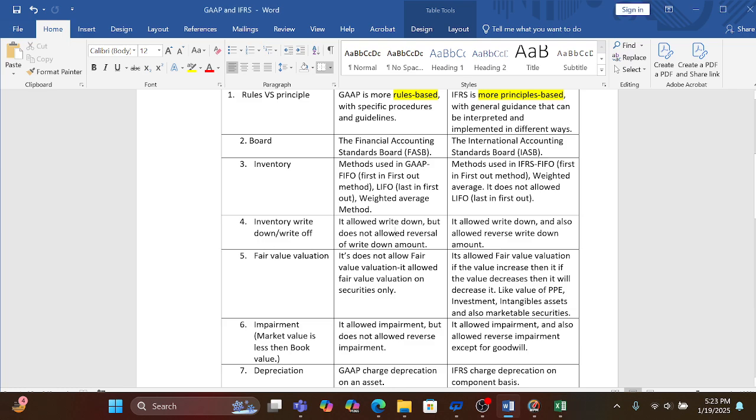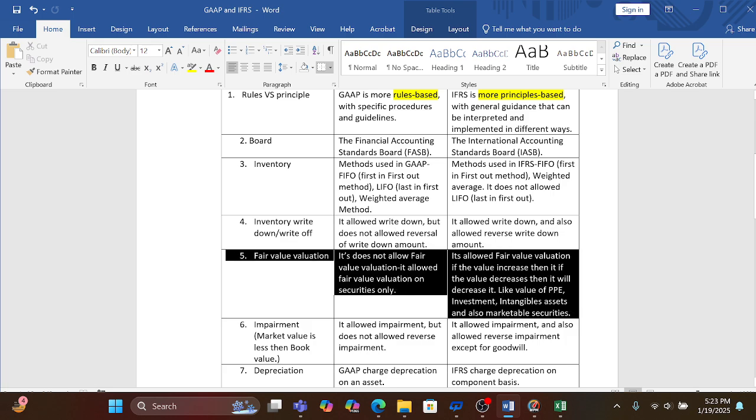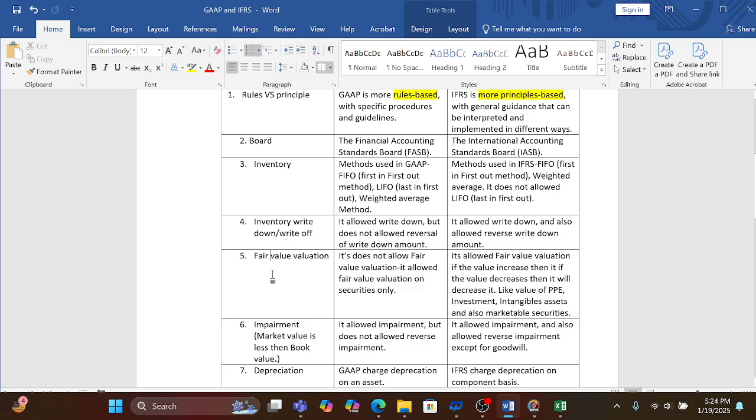So now we are going to discuss fair value valuation. Like we have an asset, a land which we purchased in 1992. The cost of that land was $60,000, but in 2024 the value of that land is 1 lakh dollars.